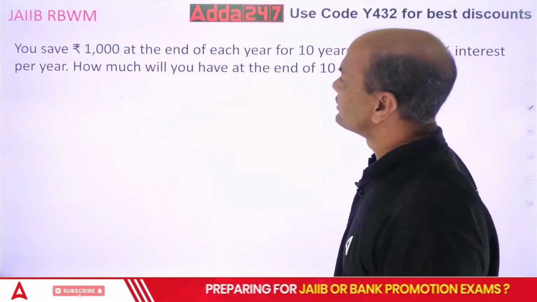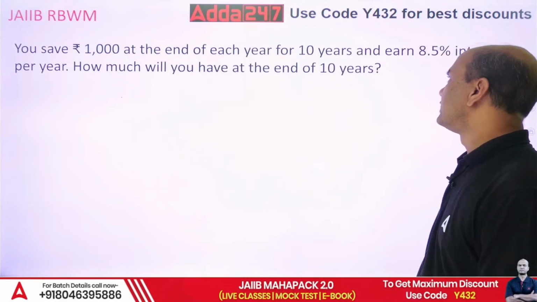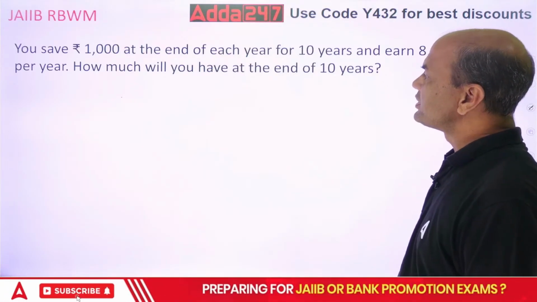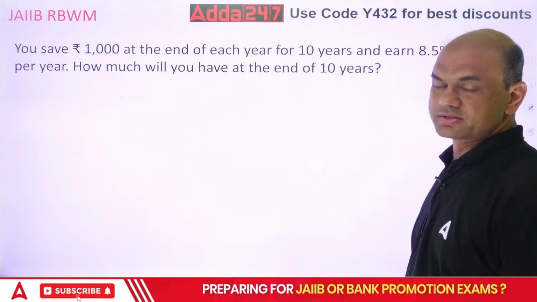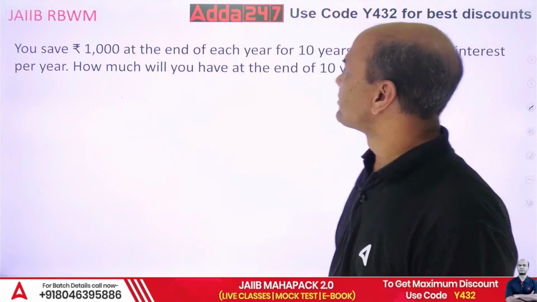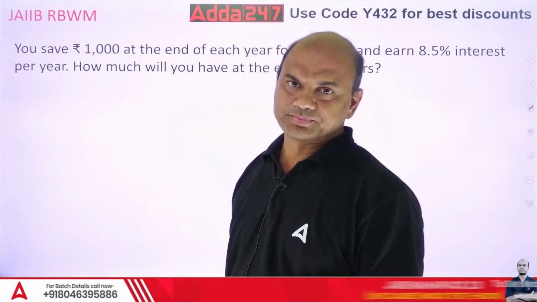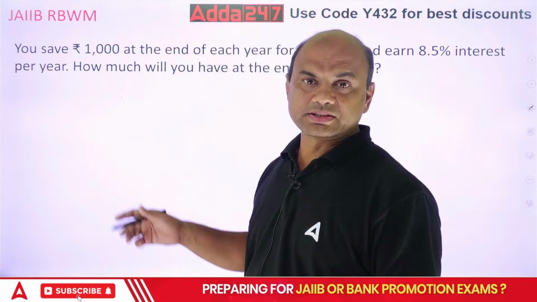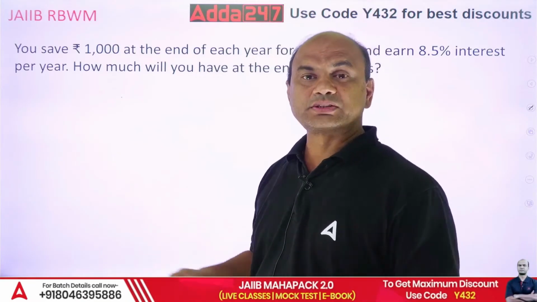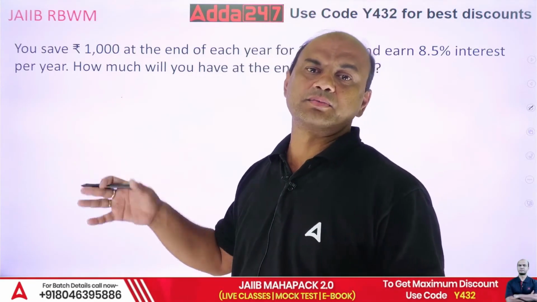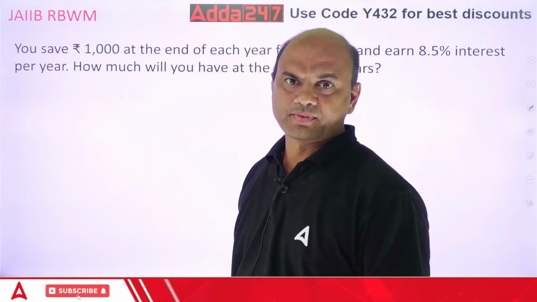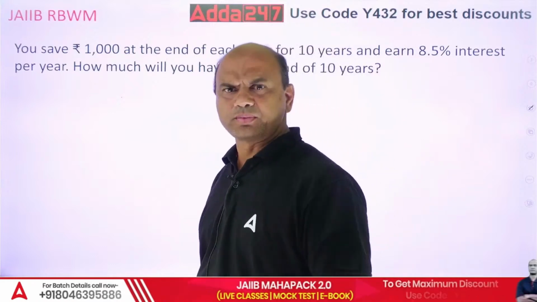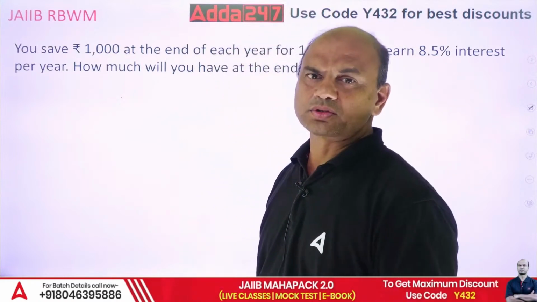You save 1000 at the end of each year for 10 years and earn 8.5% interest per year. How much will you have at the end of 10 years? See, this is an annuity problem. Kindly note, there are two types of problems. One is the earlier one which we saw, invested once and then getting the amount at the end. Annuity means every year I am investing. You might have had this in your accounts also.